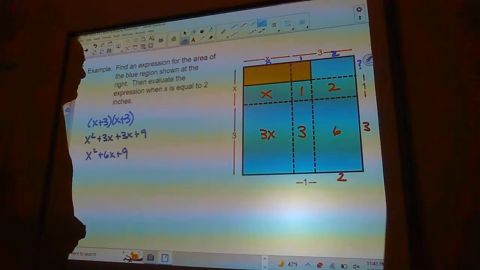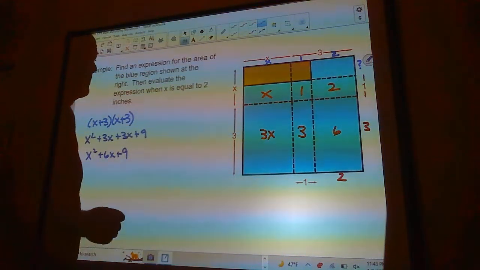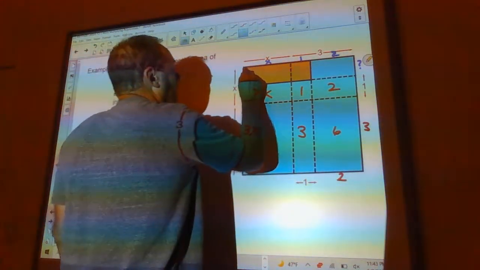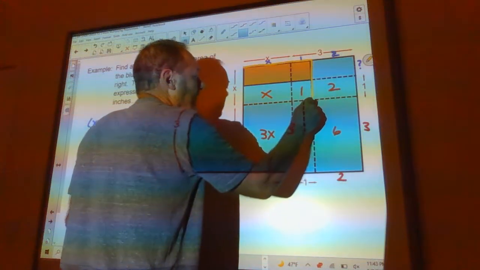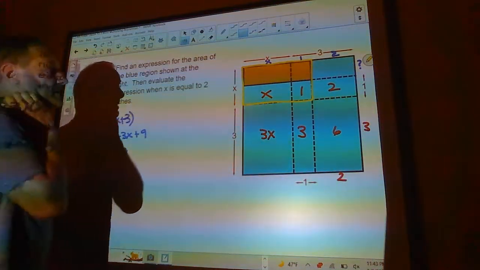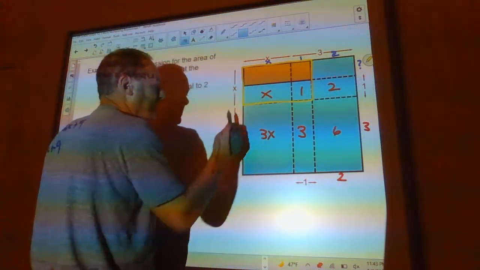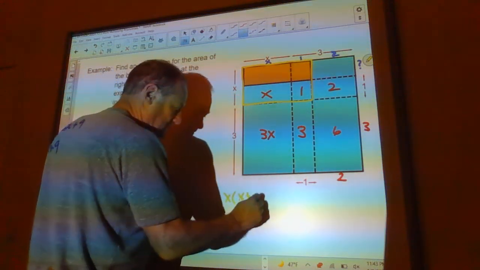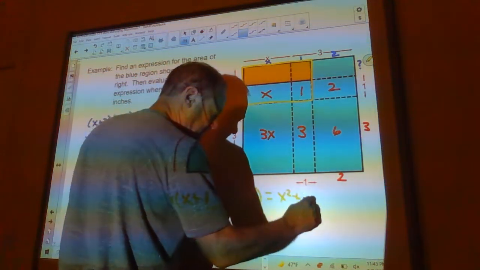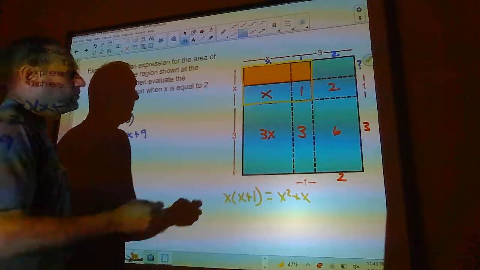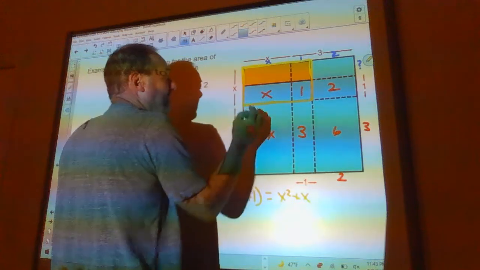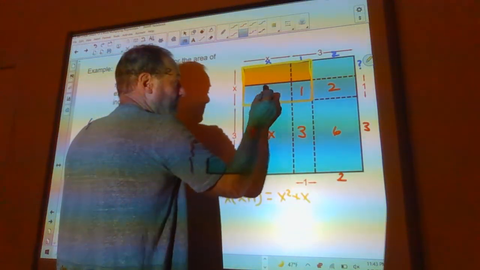And that makes it a little bit difficult. Okay, so what do I know? Well, I can figure this out right here. That right there is x plus 1 times x, which is otherwise, if I distribute this, known as x squared plus x. And the whole yellow rectangle right here is going to be that part. And then I happen to know that this is x and that's 1, so this part's x plus 1.